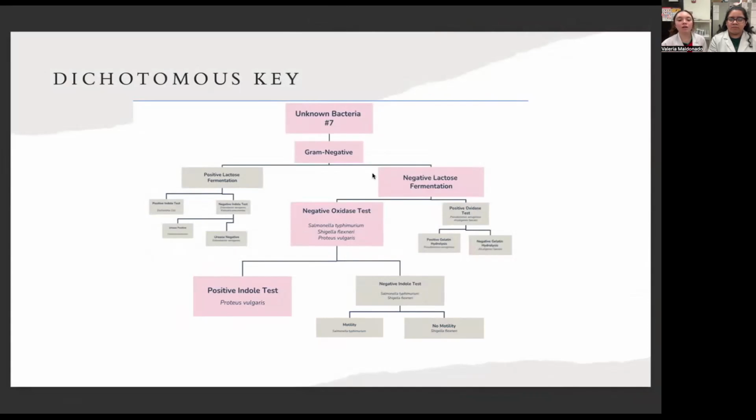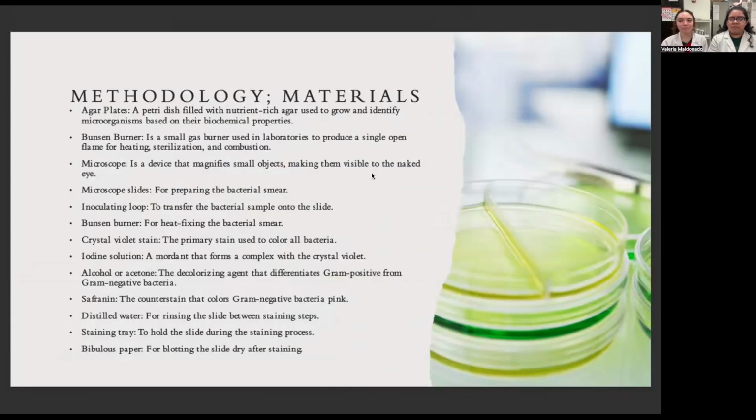As you can see, I had unknown bacteria number 7. After doing gram staining, we got a gram negative. After that, we got a negative lactose result. After the lactose test, we got a negative oxidase test. And then our last test was a positive indole test, which resulted in Proteus vulgaris.